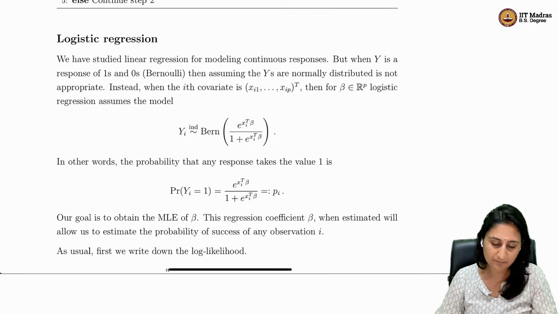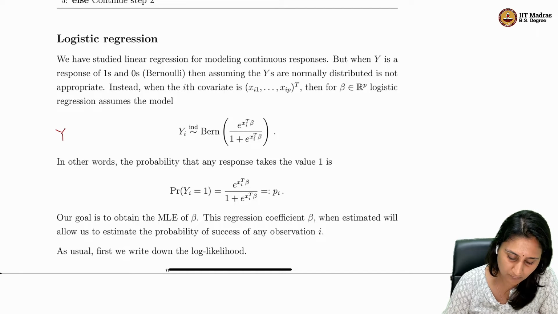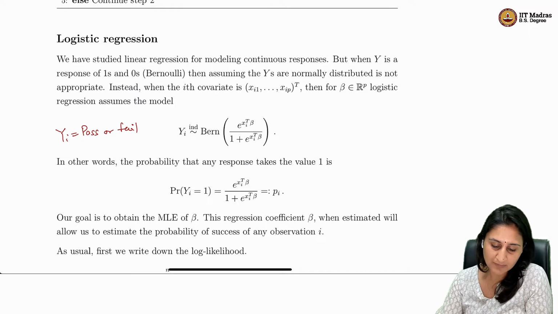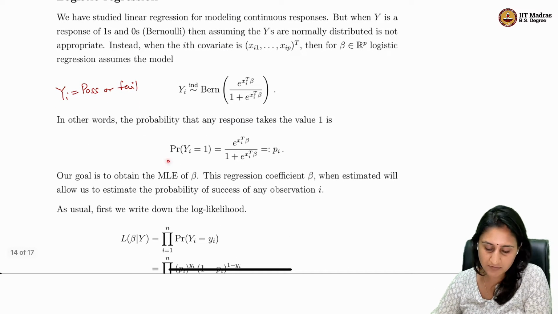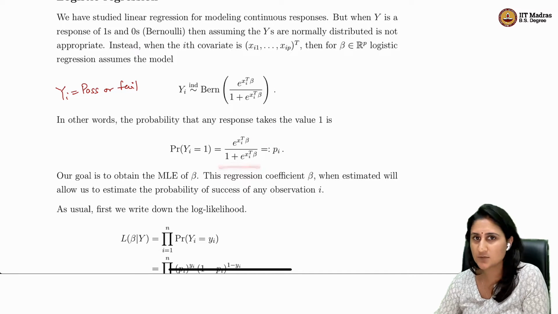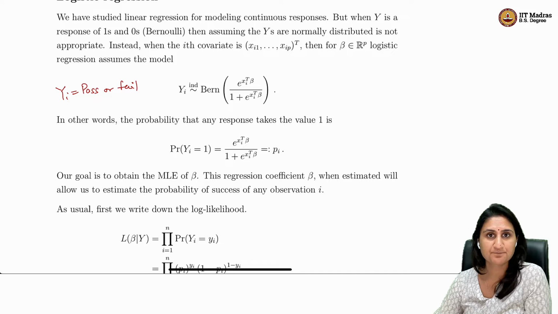Well, yi over here is whether you pass or fail in my example. Now the question is, with what probability am I going to pass or fail? So I'm assuming that any ith person passes with probability e to the power xi transpose beta divided by 1 plus e to the power xi transpose beta. It's a weird looking function, but I'm going to assume that the probability of passing is pi.